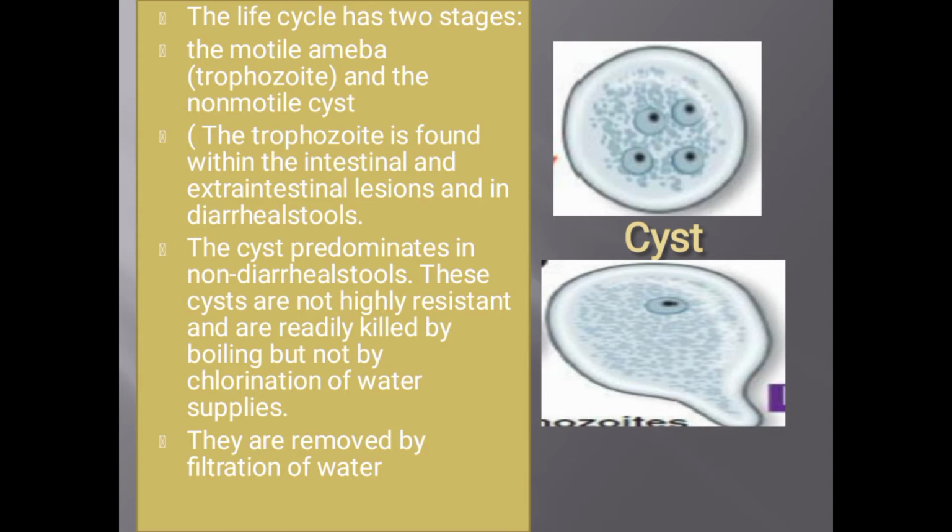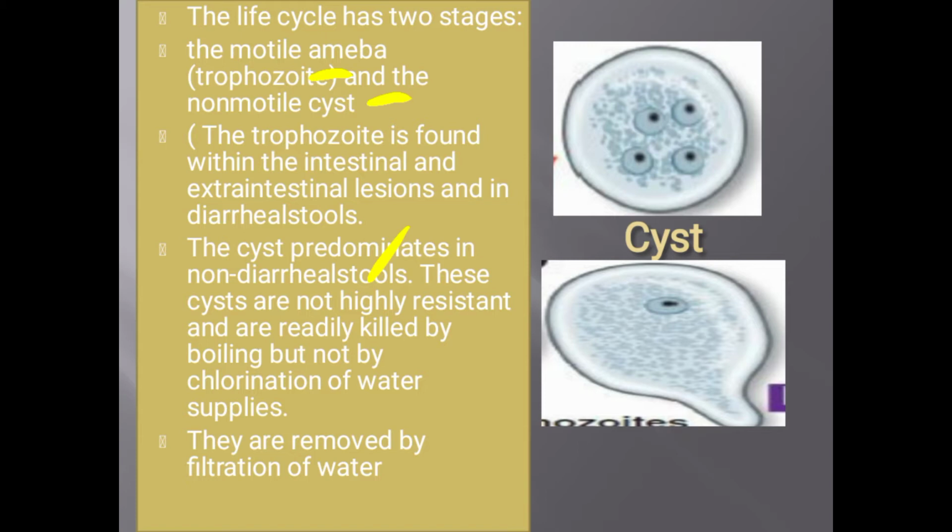So let us start with the life cycle of Entamoeba histolytica, which causes the important disease amebiasis. The life cycle has two stages: the motile amoeba, which is known as the trophozoite, and the non-motile form called the cyst. Now the trophozoite is found with intestinal and extra-intestinal lesions and in diarrheal stools. The cyst is predominant in non-diarrheal stool.